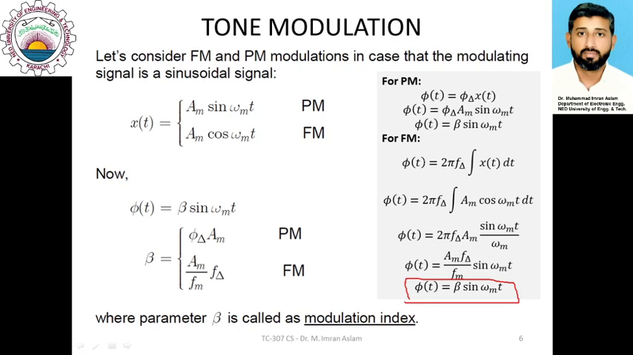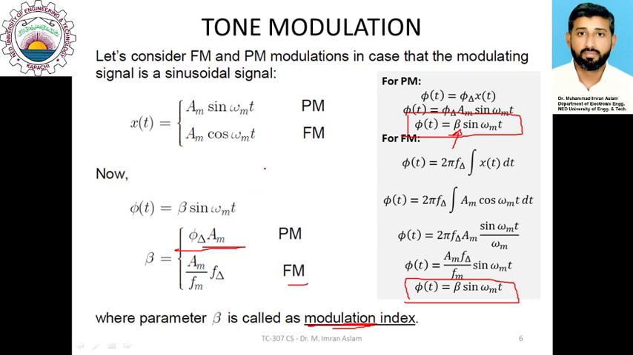Phi t is beta sin omega mt, where for PM phi t is again beta sin omega mt. However, we have different definitions of beta, which is named as modulation index. So modulation index is defined differently. For PM, modulation index is phi delta AM. For FM, modulation index is AM f delta upon fm.